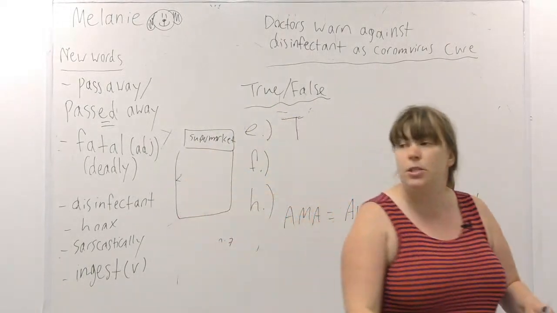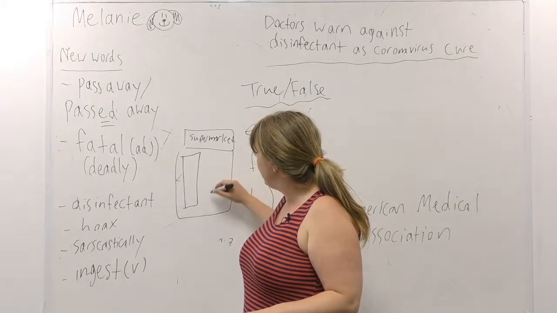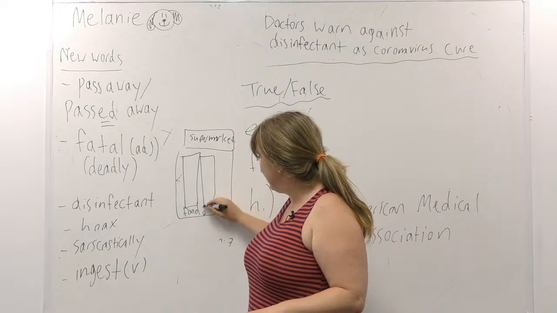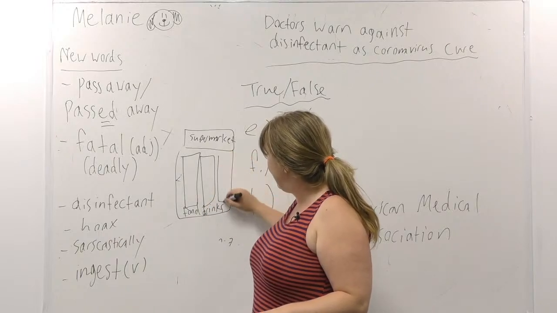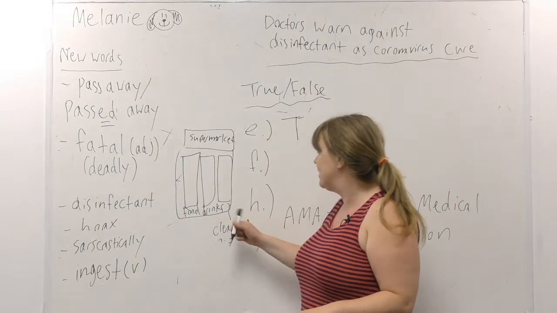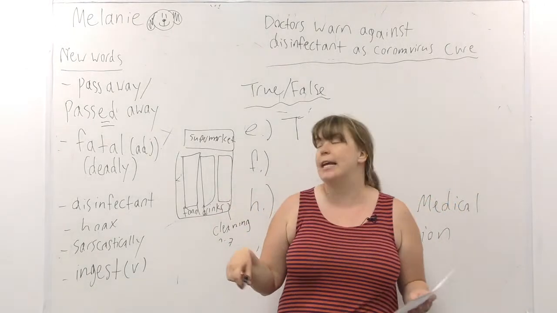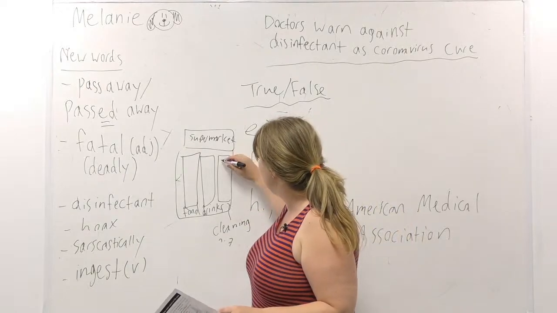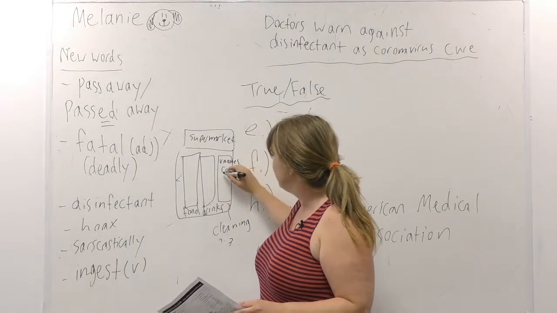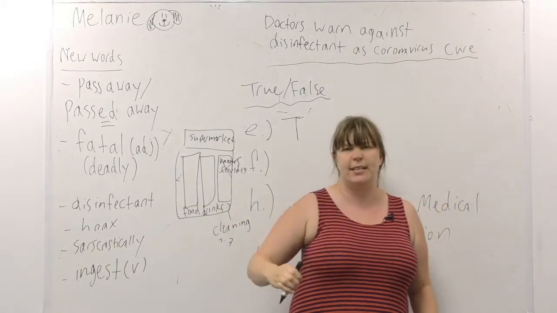Okay. So in the supermarket, you have an aisle for food, drinks, and cleaning. This is where you can get cleaning supplies. Okay, so the president of the American Medical Association said, so vaccines for COVID-19, you're not going to find them at the supermarket. That's what they said. Is that true or false?